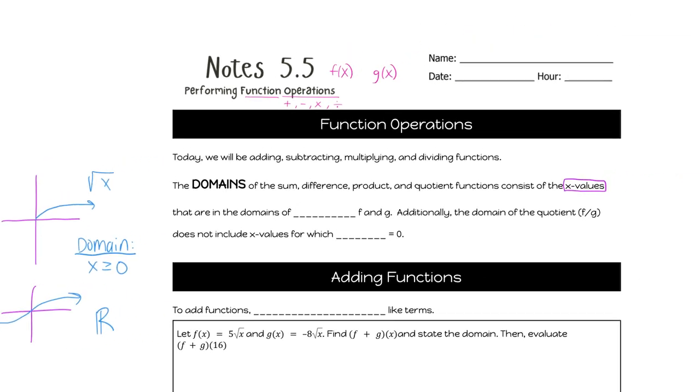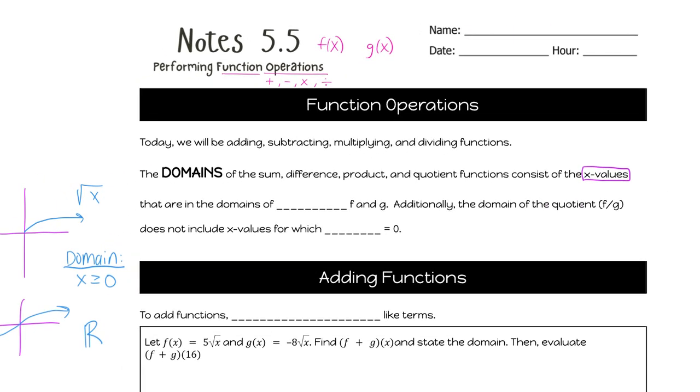So now we're going to talk about how to find the domain of a new function that we create after adding or subtracting or performing some other operation. And the domain of those functions is just going to be the domains of both f and g. So we would take the domain of f of x and the domain of g of x, and we would make sure that our domain satisfies both of those.